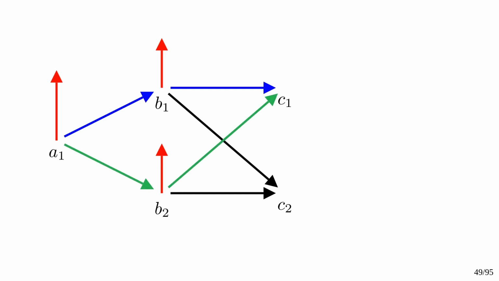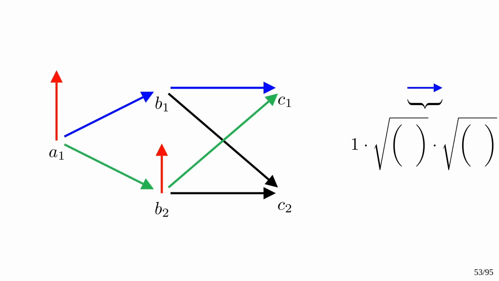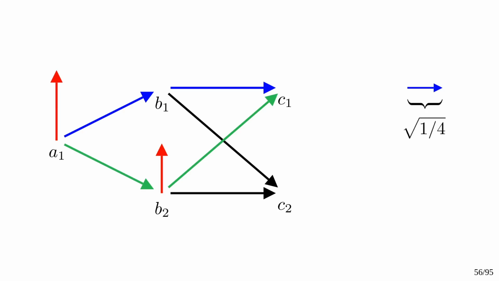The probability for the particle taking the blue path is represented by this blue arrow here. The length of this arrow is 1, because that's the probability of the particle starting in A1, times the root of 1/2, because 1/2 is the transition probability from A1 to B1, times the root of 1/2, because 1/2 is the transition probability from B1 to C1. Now this yields the square root of 1/4, which makes sense, because in the classical case, the probability for the blue path was 1/4. And we said that the length of the arrow is the root of the probability.